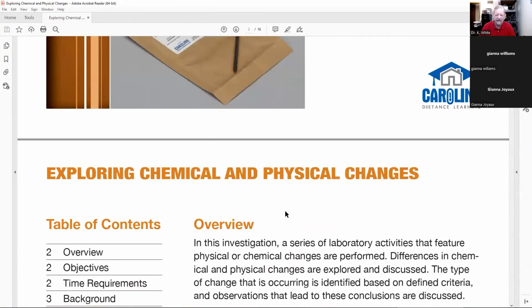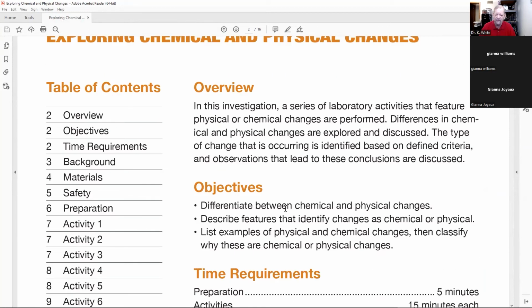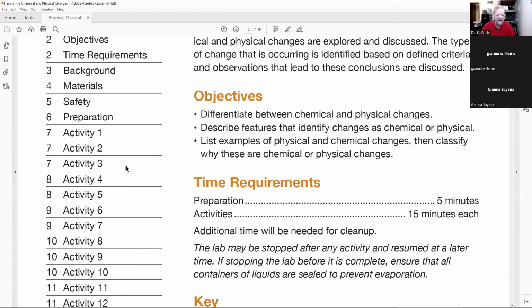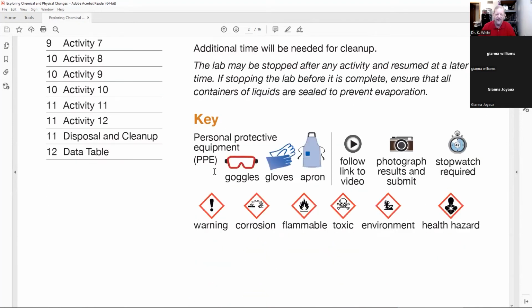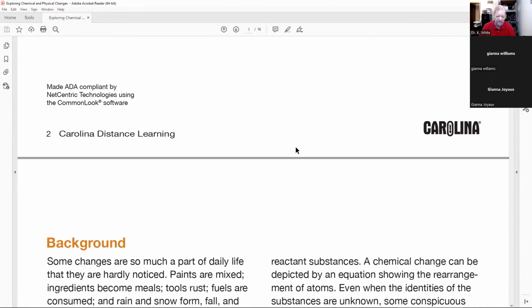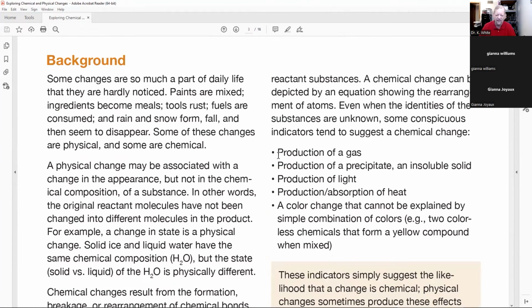All right, now, in this lab, you will be investigating chemical and physical changes, and you'll have a number of activities. These activities are, well, you'll be mixing two things together most of the time. Now, notice they have here, you should wear gloves, goggles, and an apron. And some of the things are corrosive and toxic, and the candle is flammable. Now, important thing right here.